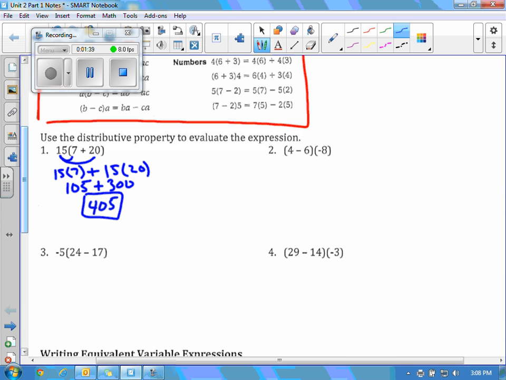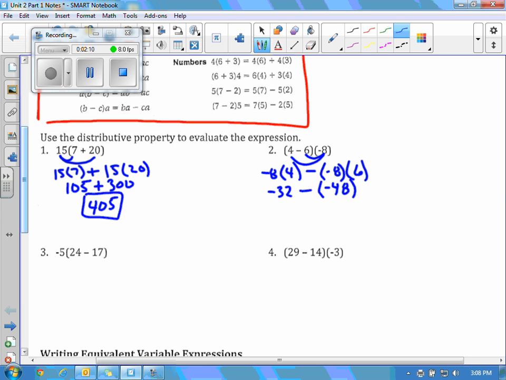Look at number 2, we're doing the same thing, except our number on the outside is after the parentheses this time, but I'm still just multiplying it by both numbers on the inside. So I have negative 8 times 4, then I have a subtraction sign, because that's what's inside the parentheses, and then I have negative 8 times 6. So negative 8 times 4 is negative 32. Then I have subtraction. I have negative 8 times 6, which is negative 48.